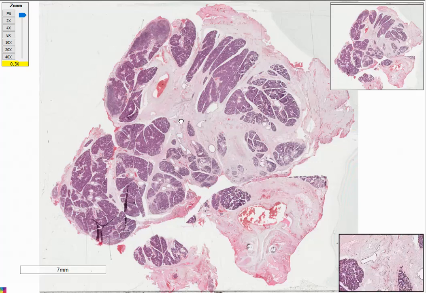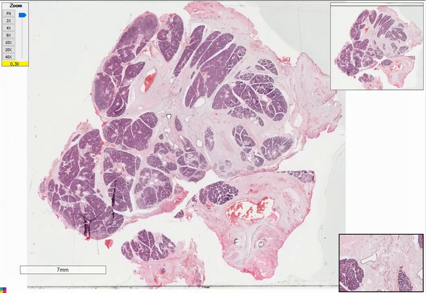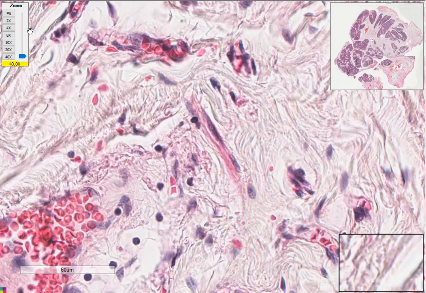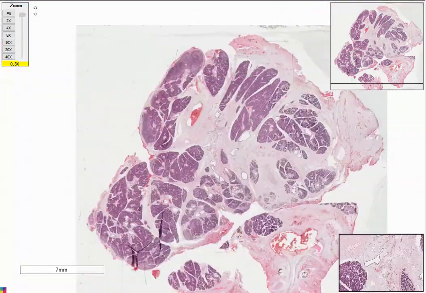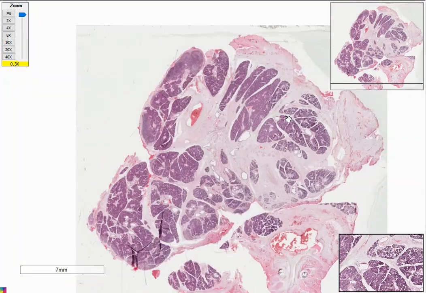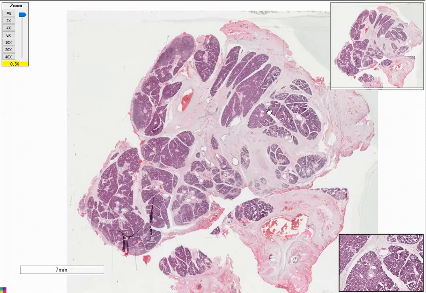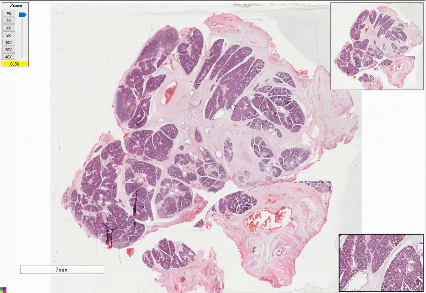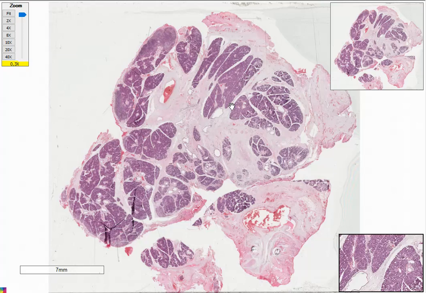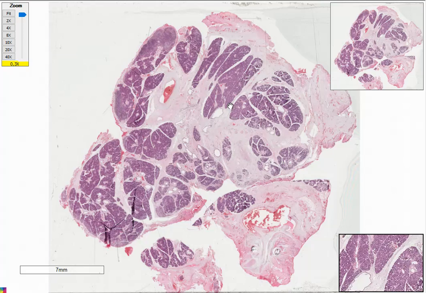So you can see here we have a histology picture of the parotid gland. This is a parotid gland, and I'll take you through the things that we should know about the parotid gland and the differences between the submandibular gland and the parotid gland.